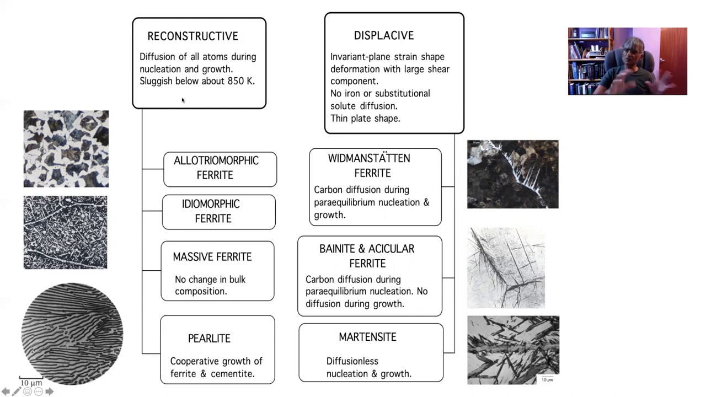In a reconstructive transformation, on the other hand, you take the parent crystal structure, break all the bonds and rearrange the atoms into the new structure without causing a great deal of strain in the surrounding matrix. During the course of a reconstructive transformation, you could also get partitioning of alloying elements which prefer to be in one phase or the other. Reconstructive transformations include allotriomorphic ferrite, idiomorphic ferrite, massive ferrite, and pearlite, all of which we will cover during the course of the lectures. But today I'm going to begin with martensitic transformations, which probably represent the best understood of all the phase transformations in steels.